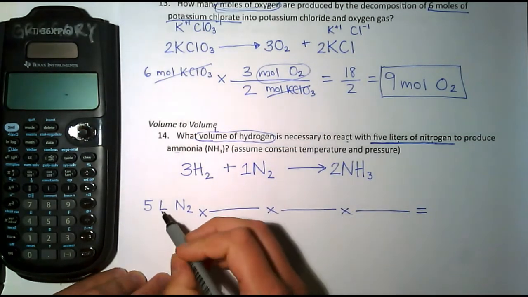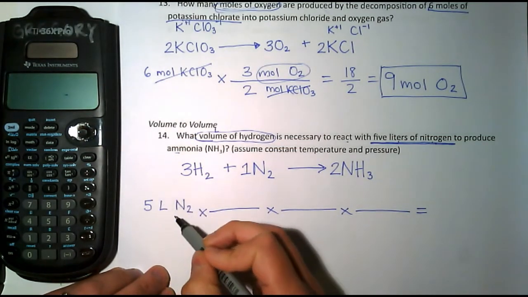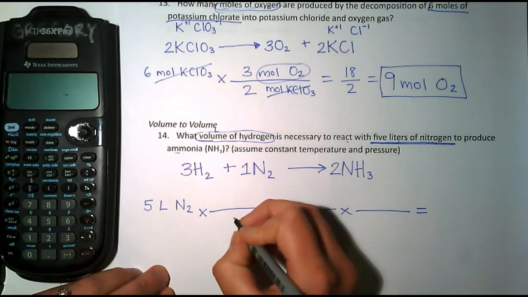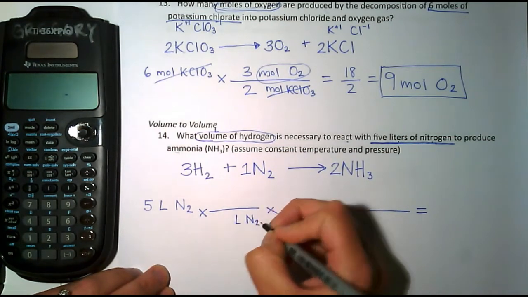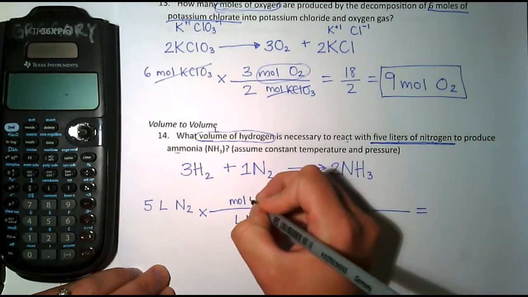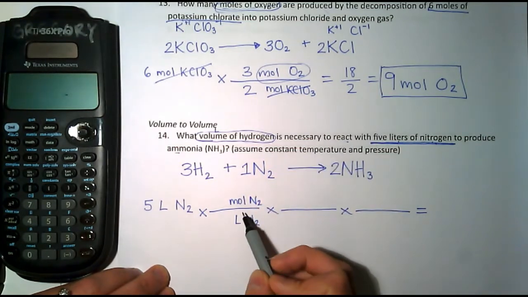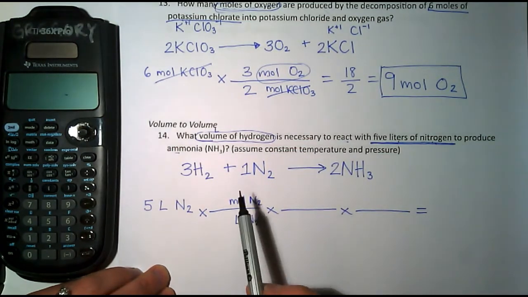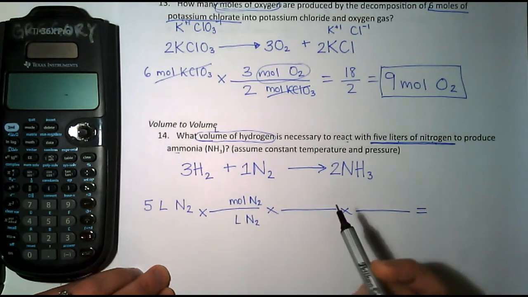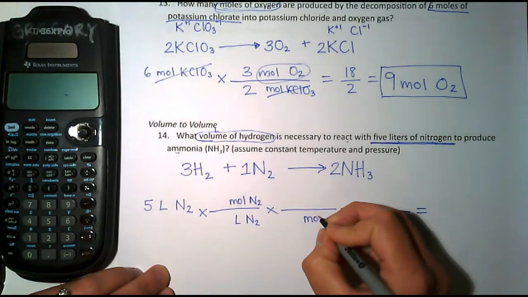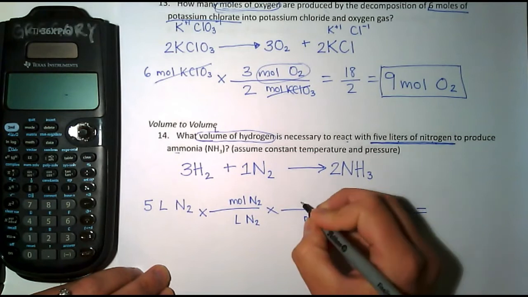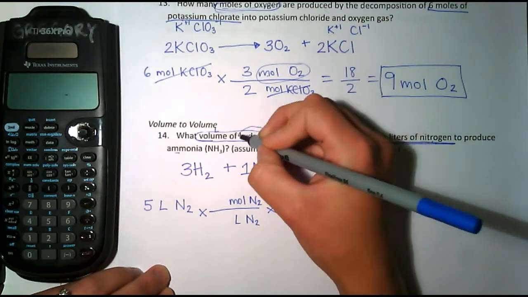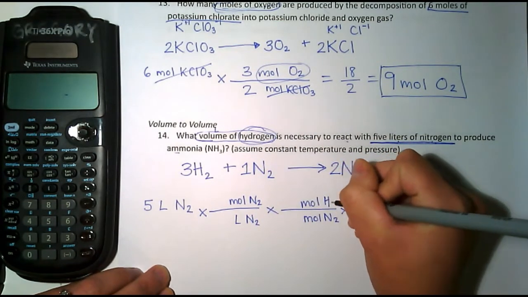So my first conversion factor, I need to take liters of N2 into moles of N2. So liters of N2 goes on bottom, moles of N2 goes on top. And then my next conversion factor is going to take me from moles of one thing to moles of another thing. So moles of N2 to moles of hydrogen, of H2.